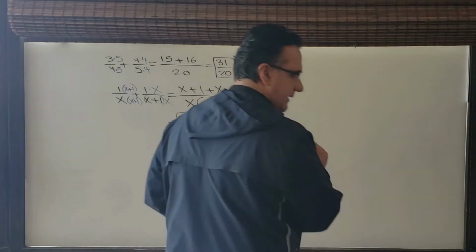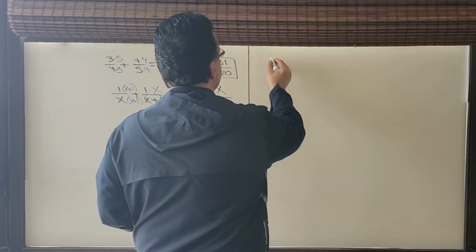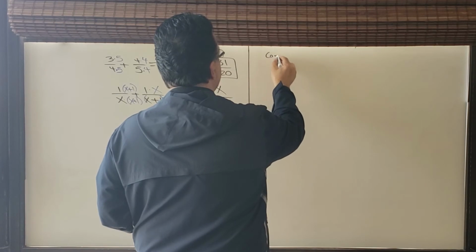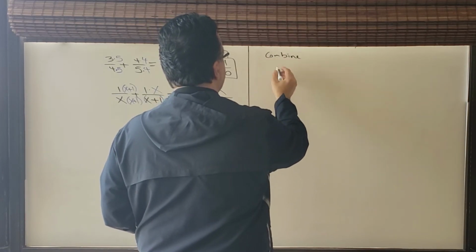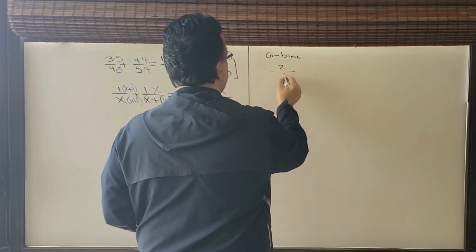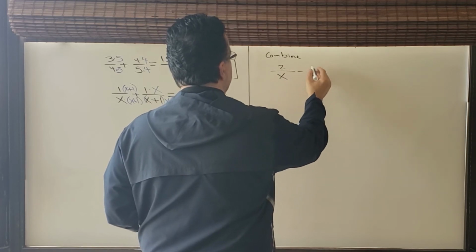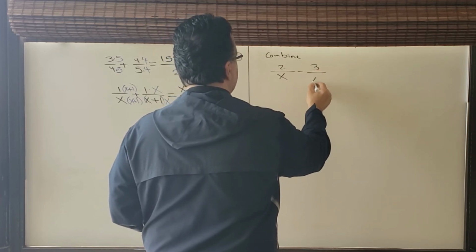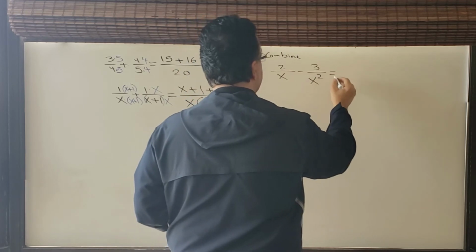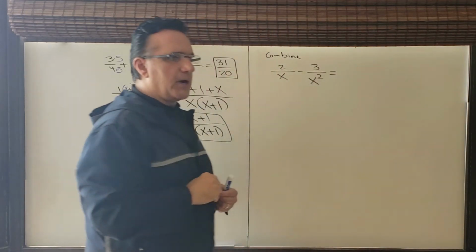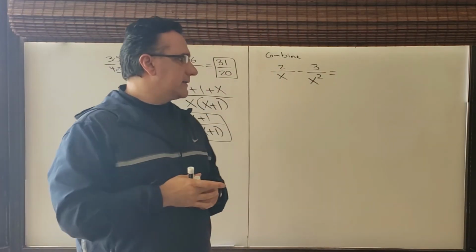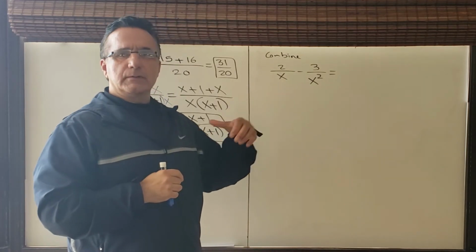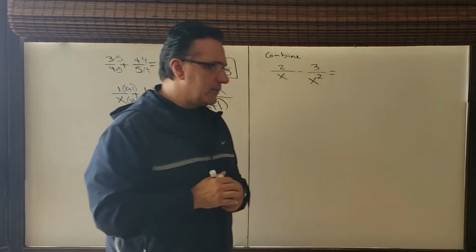Let's go ahead and combine 2 over x minus 3 over x squared. Go ahead and pause your video and try this on your own before you come back and play the video.